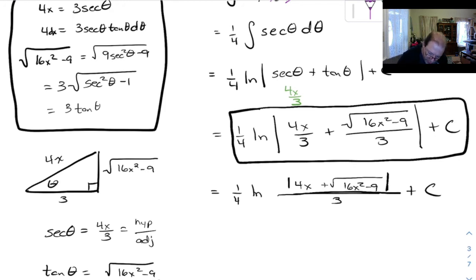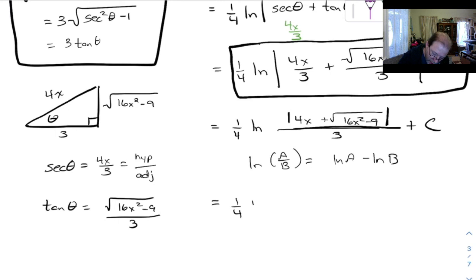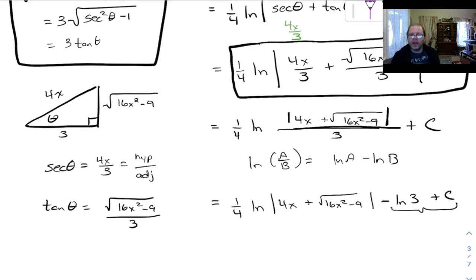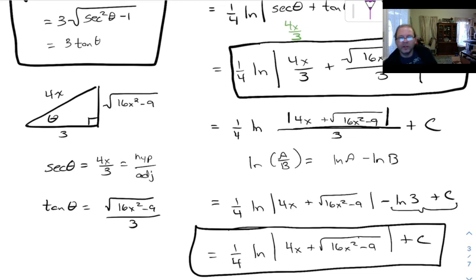And now remember, we have a log rule that says if you have the natural log of a over b, you can rewrite that as natural log of a minus natural log of b. So if I use that rule, I get 1/4 ln of 4x plus square root of 16x squared minus 9, minus ln of 3, plus c. But ln of 3 is a constant. And if we've got a constant of integration added on the end, we can just absorb that negative ln of 3 into the constant. So we can get rid of it and just write it as 1/4 ln of 4x plus square root of 16x squared minus 9 plus c. So that's the best way to write the answer.